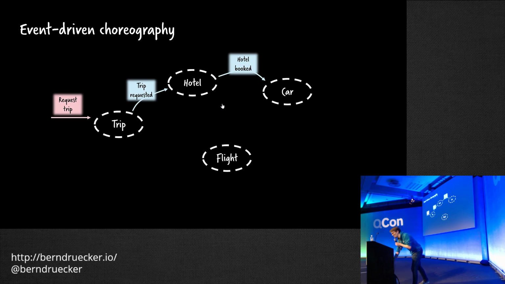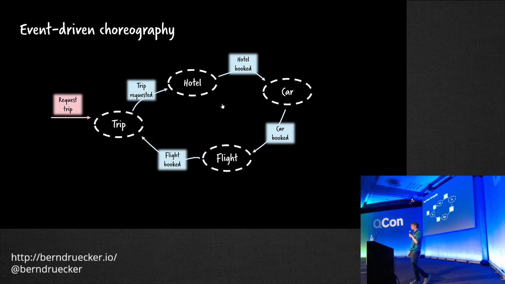And then probably published a hotel booked event. Then the car knows, oh, if there was a hotel booked, I should book a rental. And so on and so forth. And the flight knows, oh, if there was a rental booked, I should probably book a flight, and so on and so forth. And then the trip service knows, hey, everything is booked, I probably just return it. Okay, that's a way how you could do that. That's these kind of choreographed things what you could do.